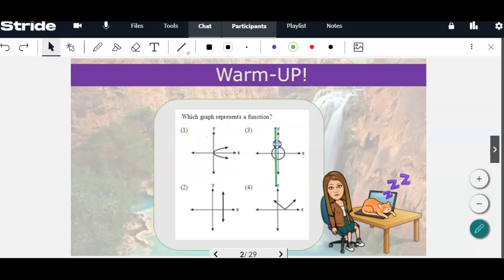Same here, it touches it twice. On this one, it touches it at every location, so that's not a function. Here, you move it across, all different, so that one is the function. So it's number 4.